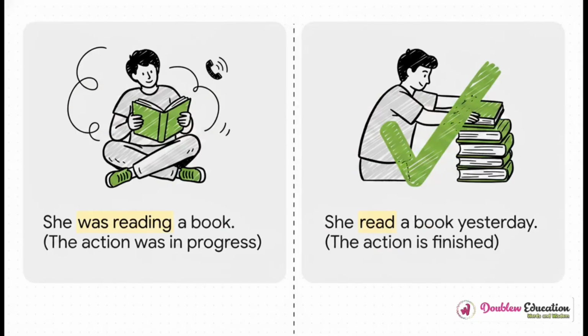This is a great way to see the difference. Look at the left. She was reading a book when I called. The reading was in the middle of happening. It was in progress. Now look at the right. She read a book yesterday. Here, the action is totally finished. It's a small change in words, but it gives a completely different picture.